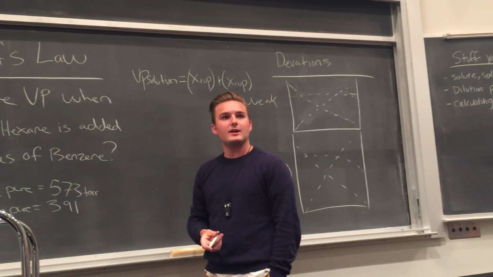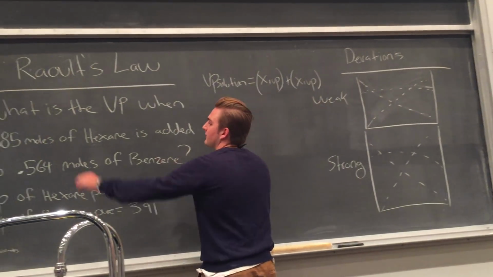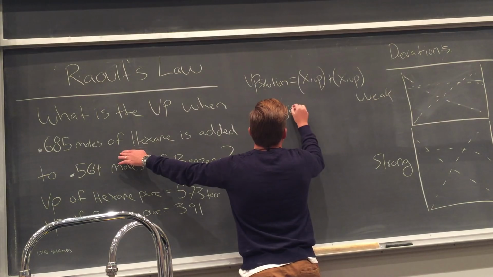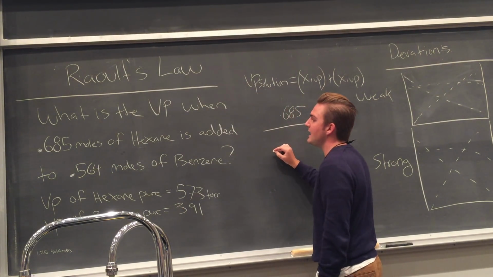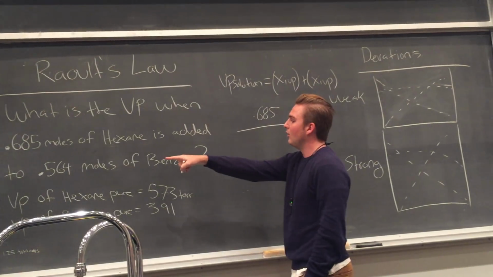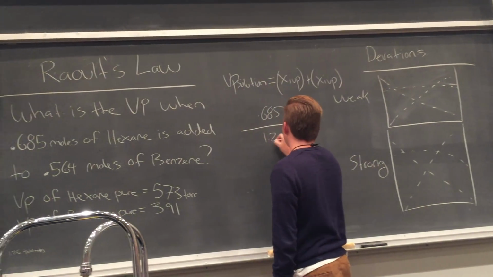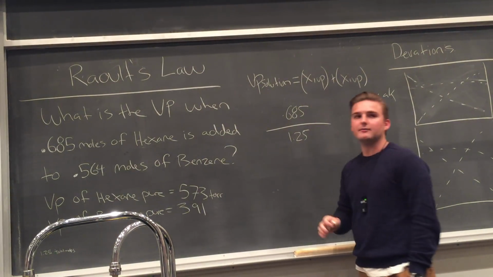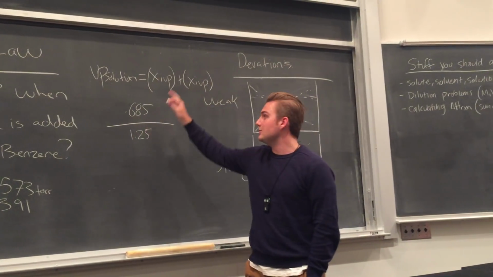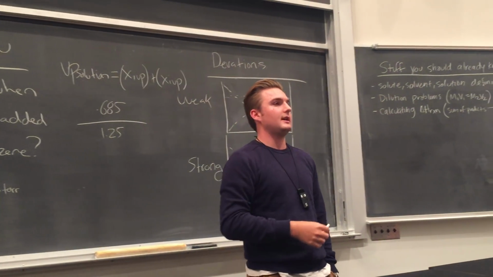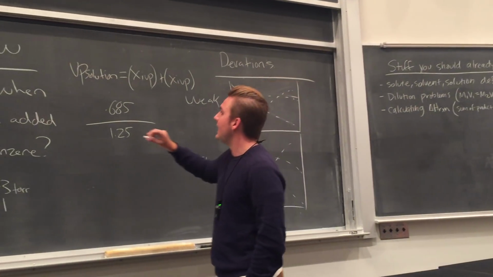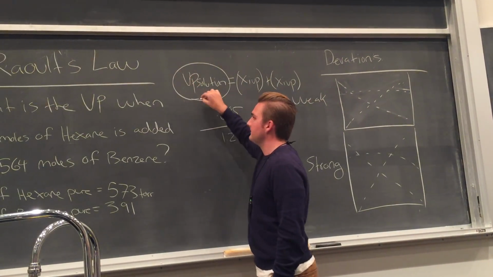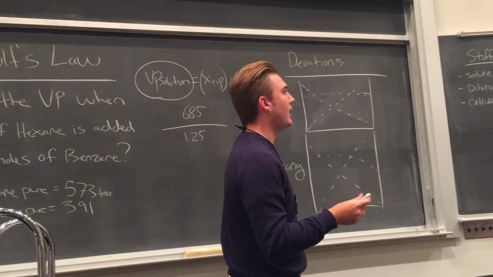And to get a mole fraction, I'm going to take the amount of moles of hexane that I have, 0.685, and divide it by the moles of hexane added to the moles of benzene, so the total, so 1.25, roughly, moles. And when I do that math, that is the mole fraction, okay, that's how we do that. So you'll just plug that through, and you're able to get what the total vapor pressure is, okay? That's how you solve a Raoult's law problem.